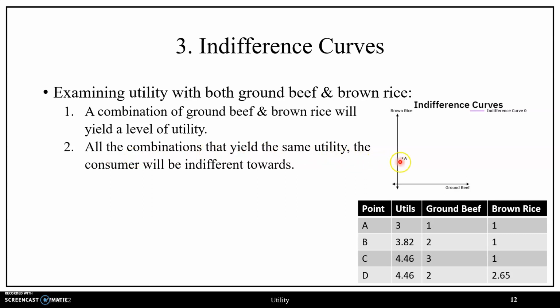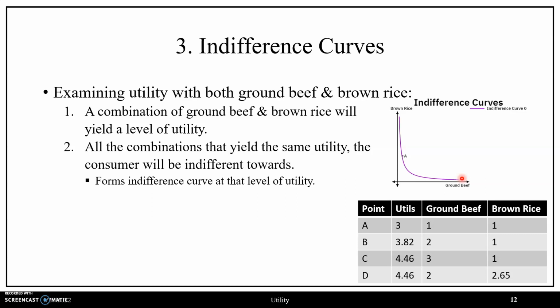We're here with point A, the 1 ground beef, 1 brown rice, granting 3 utils. This indifference curve is going to be all the combinations of ground beef and brown rice that provide the consumer 3 units of utils. So then, if these are all the options that provide the same level of utility, being on a different indifference curve will represent a different level of utility.